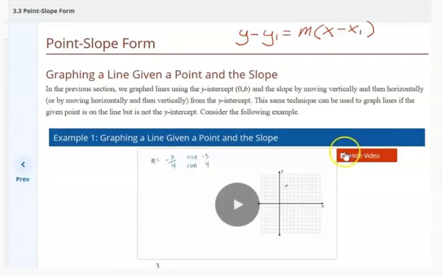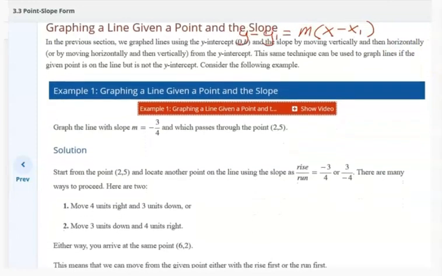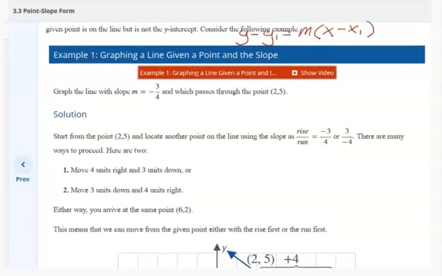And here's our introduction. So example 1 will be graphing a line given a point and a slope. So let's take a look at this. Just bring this down a little bit. Now there's our slope, and there's a point.